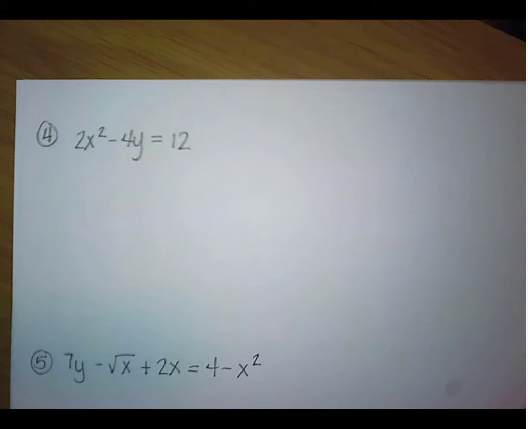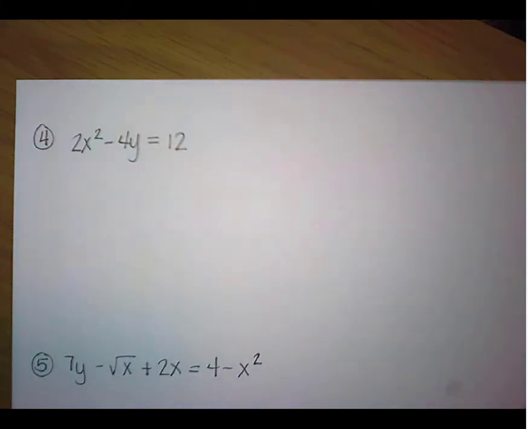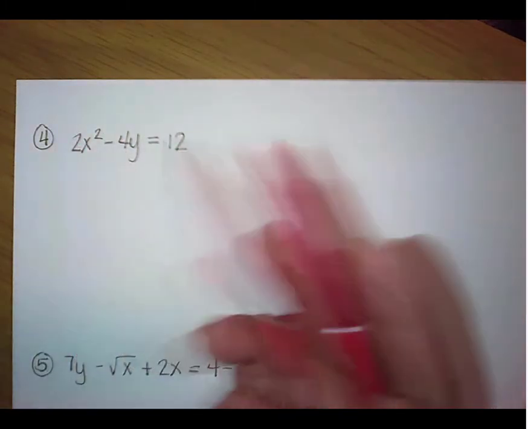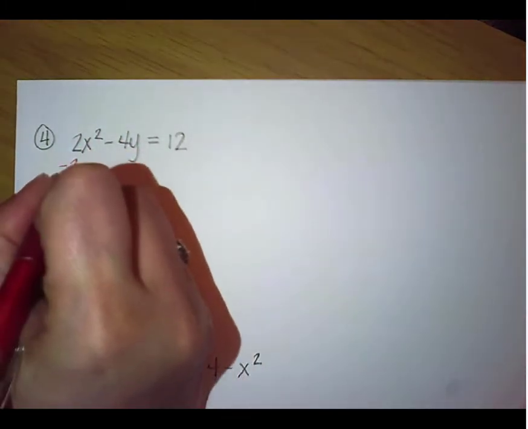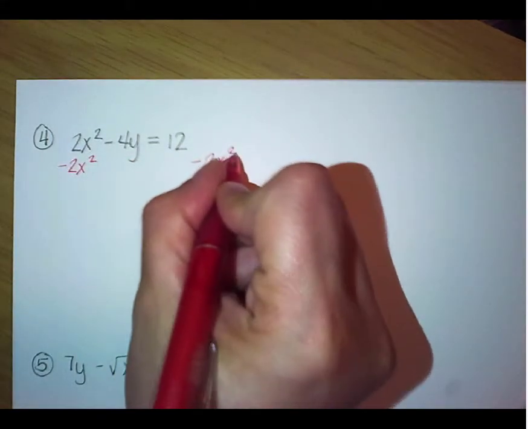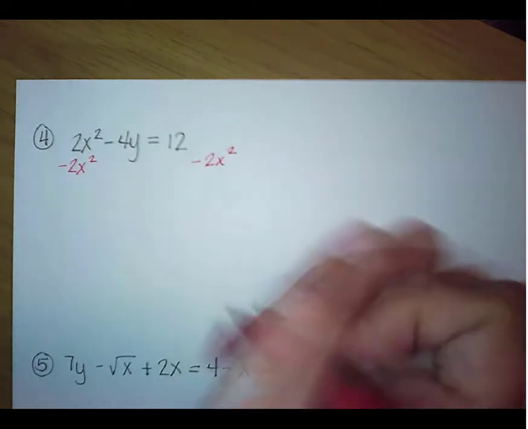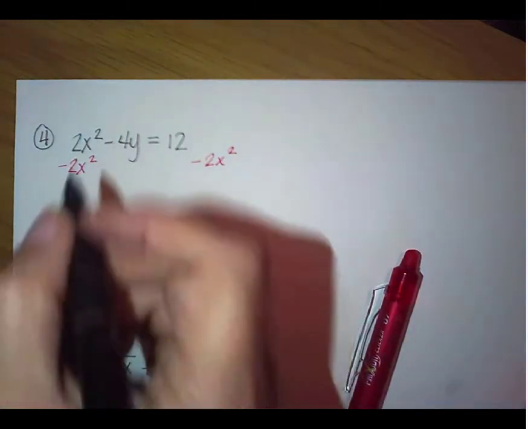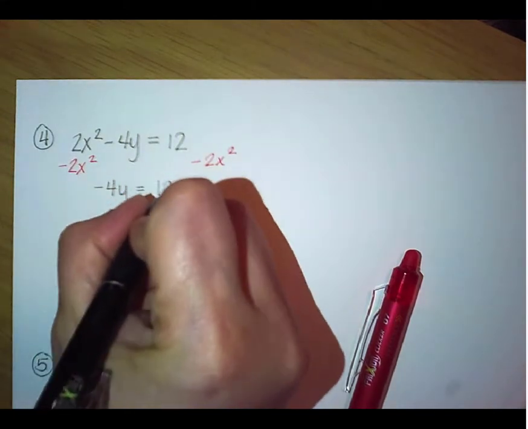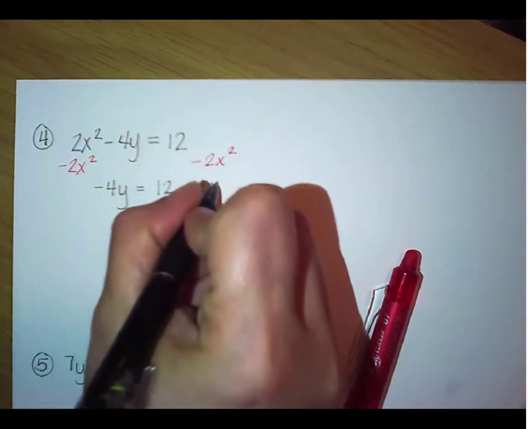Now what I want you to understand is that there's really no difference between 2x squared or just an x. It's not y, we're trying to solve for y, so that's what we're trying to get by itself. So we just need to move this whole term over to the other side. So we're going to subtract 2x squared from both sides. And again, I'm going to put them out here to the side because I can't actually add the 12 and the negative 2x squared. So now we have negative 4y equals 12 minus 2x squared.